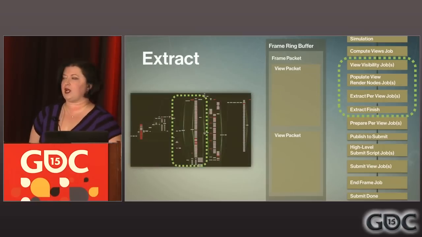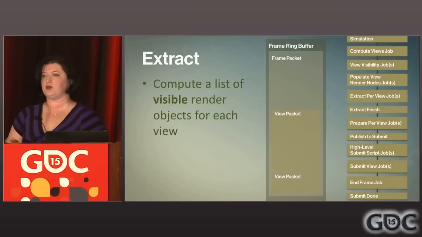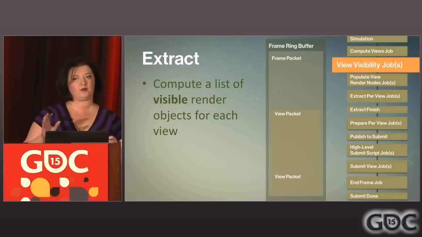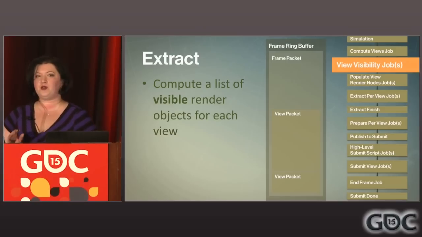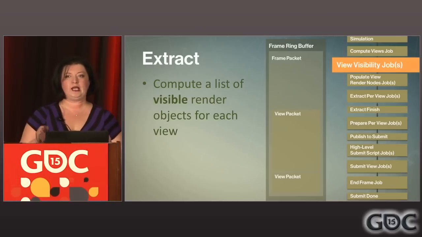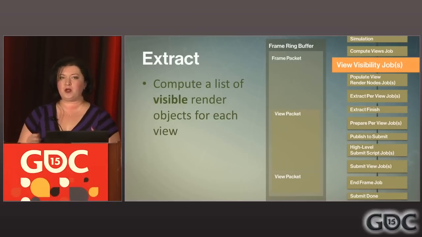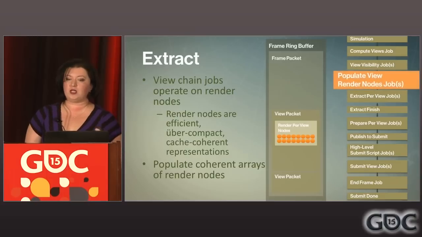So next, we begin the extract phase to copy data out of the game state. Now that we have views defined, we run the visibility job for that view. This job operates on visibility objects, that representation that I showed you earlier, and then it returns a list of visible objects. Note that we actually can skip the Umbra computation and run a bypass job that simply gives us a list of visible elements. Since we only need the visible elements until the next job that we run, we store the visible list in a temporary visibility ring buffer that only lives until extract is done. So the next job we're going to run for this view is the populate render nodes job.